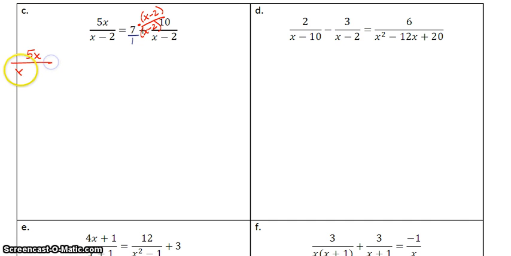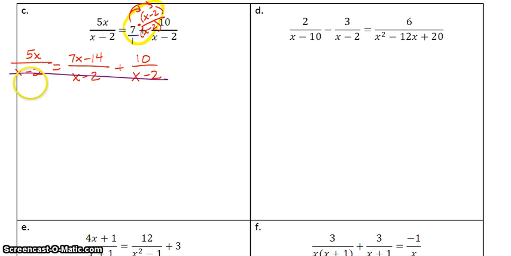So this part here we didn't change. This middle part we did. So I have a 7 times x minus 2, and I'll distribute that. So 7x minus 14. Make sure you have that down correctly. Again, pause if I'm going too fast for you. Multiply everything through by x minus 2, so all those cancel, and now I have 5x equals 7x minus 14 plus 10. So 5x equals 7x minus 4, and then go through and solve it.